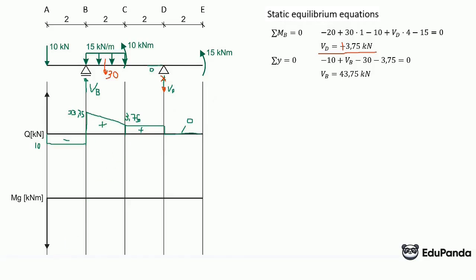Now I will calculate the areas of the figures that have appeared here. So 10 times 2 is 20. Next I have a trapezoid. So a plus b times h over 2. So 33.75 plus 3.75 times 2 over 2, which is 37.5.